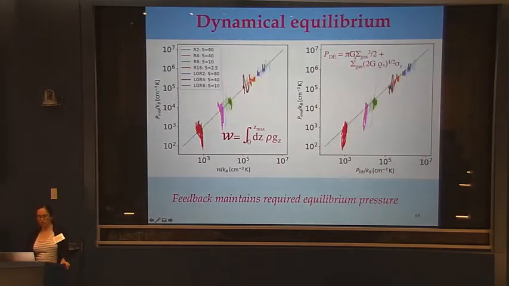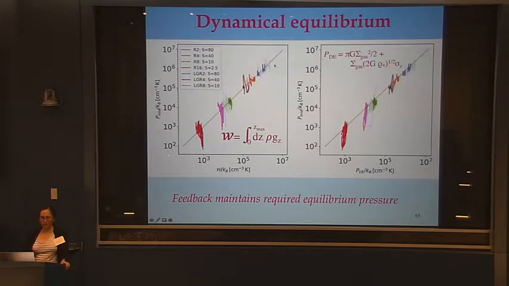You can also use this approximate estimate of what the weight is, just based on what the gas surface density is, and an estimate of the gravitational field, and you can see that that also is quite consistent. So this is saying that indeed feedback is able to maintain and match this required pressure for equilibrium.